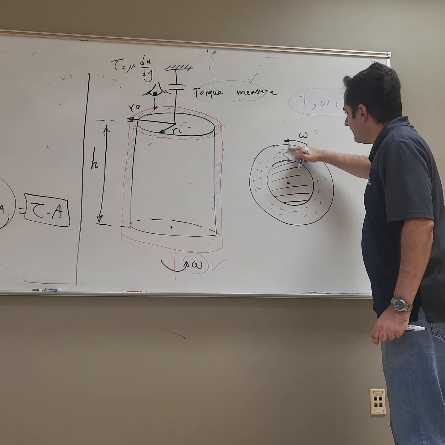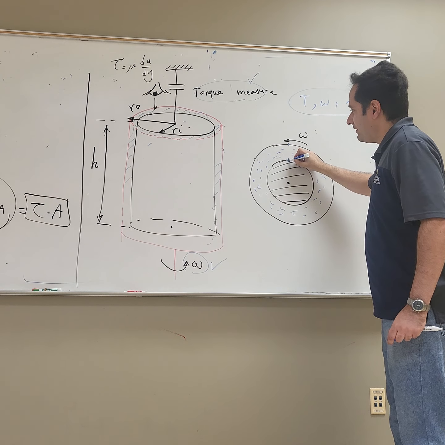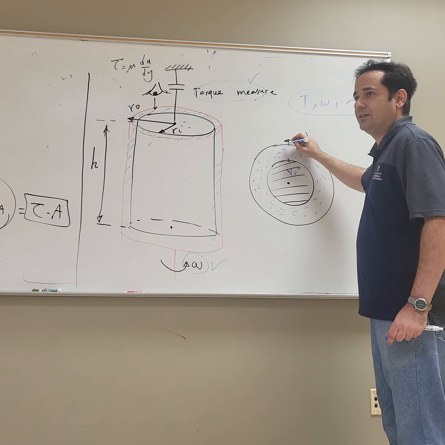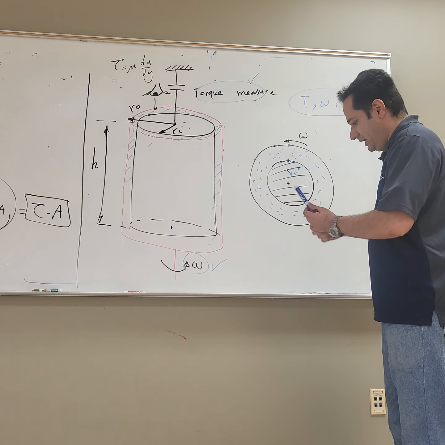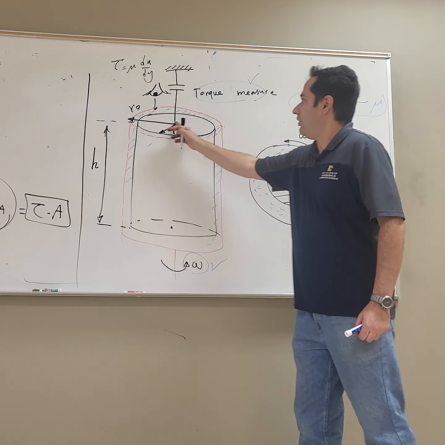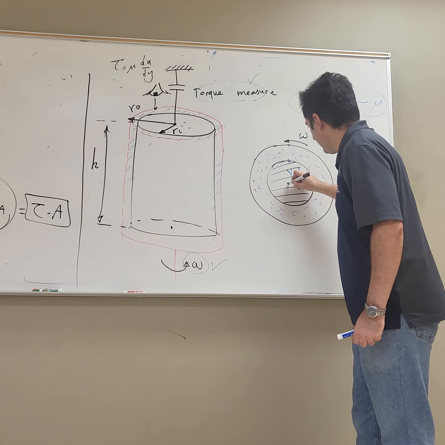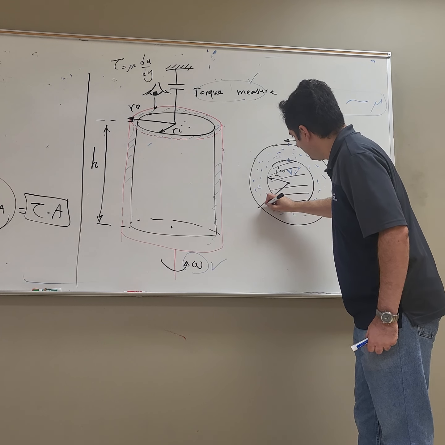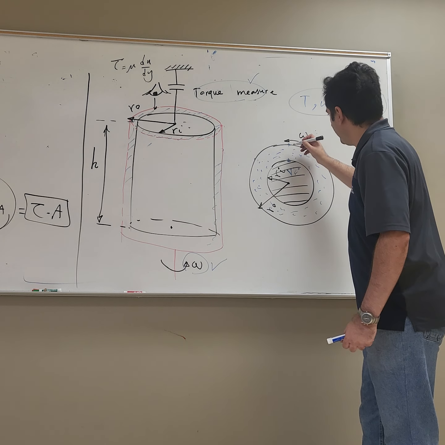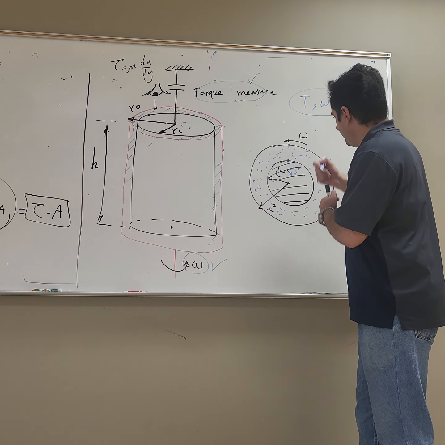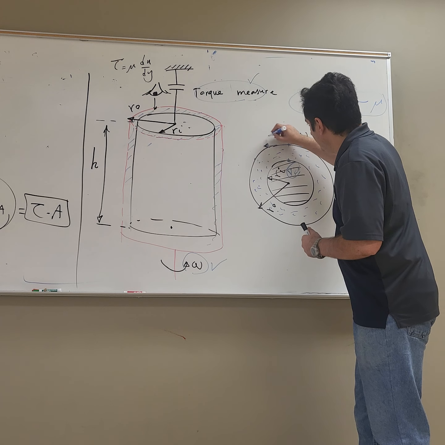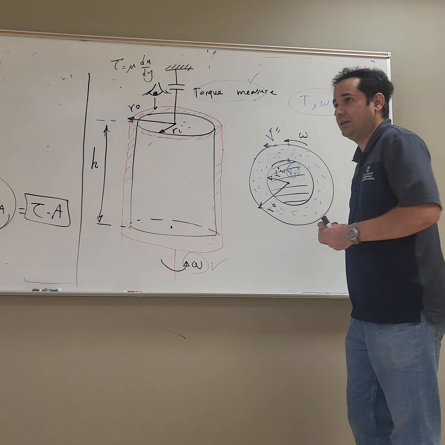In that case, what happens? The velocity here is what? Again, 0. The velocity here is what? If I say the inner radius is Ri and the outer radius is Ro, what's the velocity here? The velocity here is 0. The velocity here, at omega, is V, capital V, which is what?